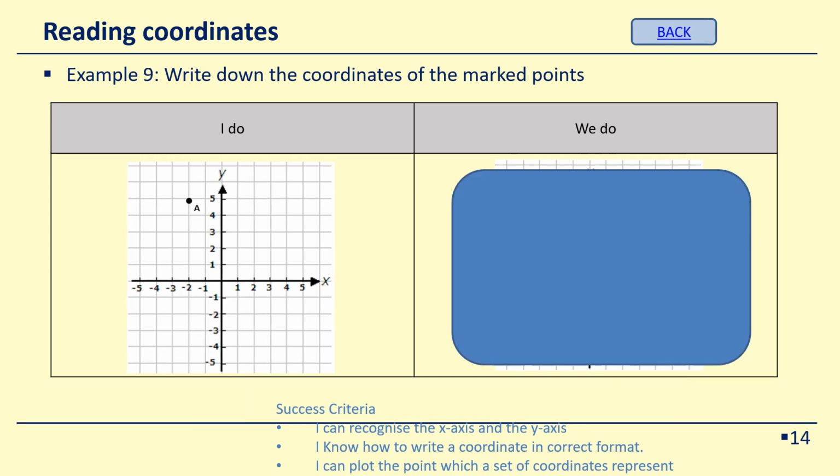And this one here, you're going to go to the left 2. So remember, keep in your head that we always start here and we always go left or right first along the corridor and then up or down the stairs. So it's minus 2, but we're going up 5, so it's minus 2, 5.